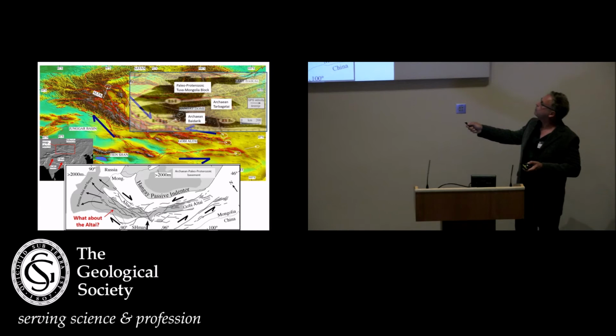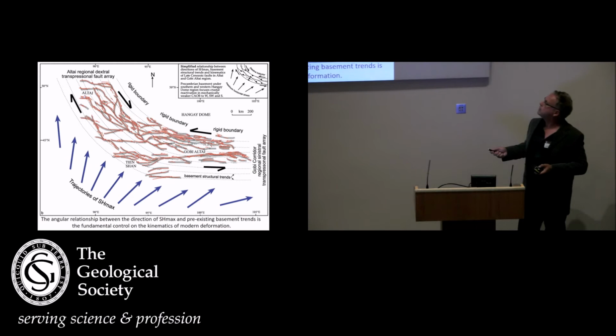Okay, so this is my final slide. But if you look at the angular relationship between the pre-existing basement trends and the maximum horizontal stress driven by India's continued indentation, it resolves to a dextral transpressional system here with reactivation of that basement fabric and a sinistral transpressional system here. This is sort of a cartoon. And that's the first order control on the kinematics of these mountain ranges. These mountain ranges are not like any type of mountain range you'll see in any structural geology or tectonics textbook. They're a completely different kind of animal.